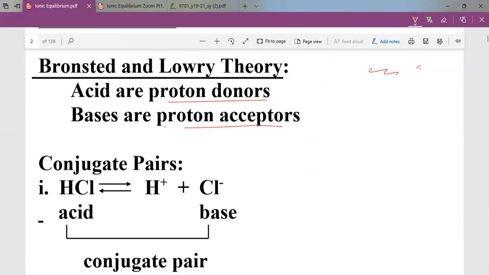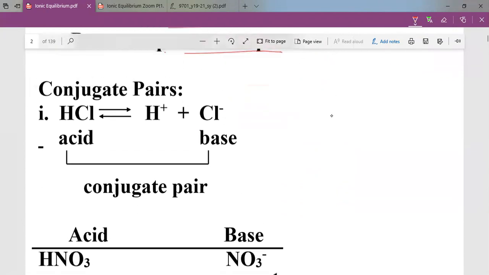Now, this is the idea of conjugate pairs. Let me explain. HCl: is it an acid now? The equation gives you H plus and Cl minus. So this H plus is an acid. Why? It donates a proton. Now Cl minus, is it a base? They say it's a base. Why? A base is a proton acceptor. How do you know? There's the arrow going backwards, which means it can accept a proton. So Cl minus is the base.